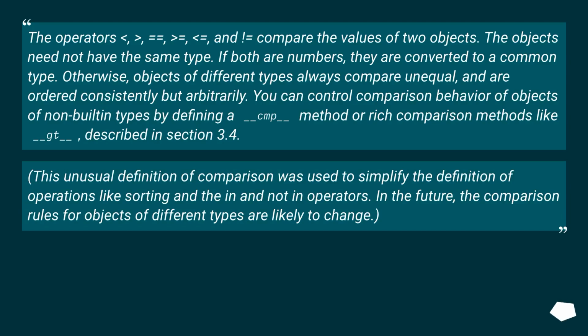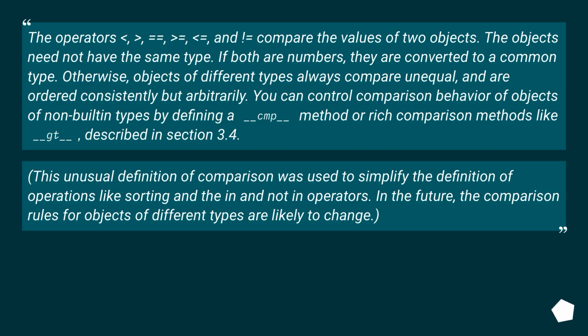The operators <, >, ==, >=, <= and != compare the values of two objects. The objects need not have the same type. If both are numbers, they are converted to a common type. Otherwise, objects of different types always compare unequal, and are ordered consistently but arbitrarily.